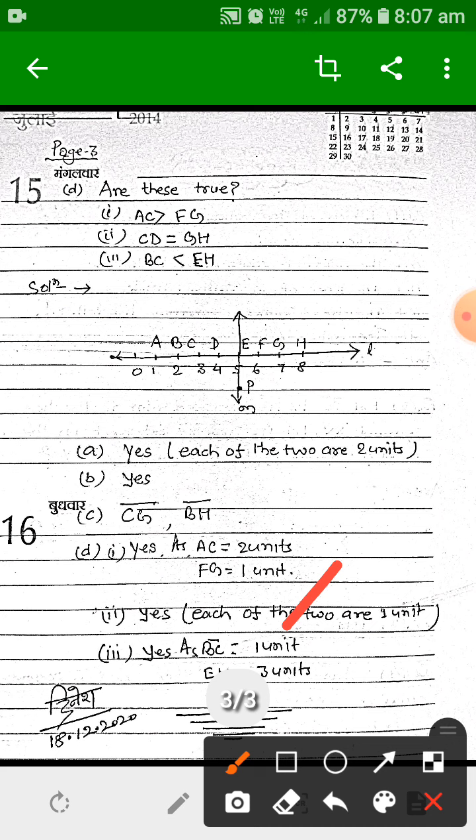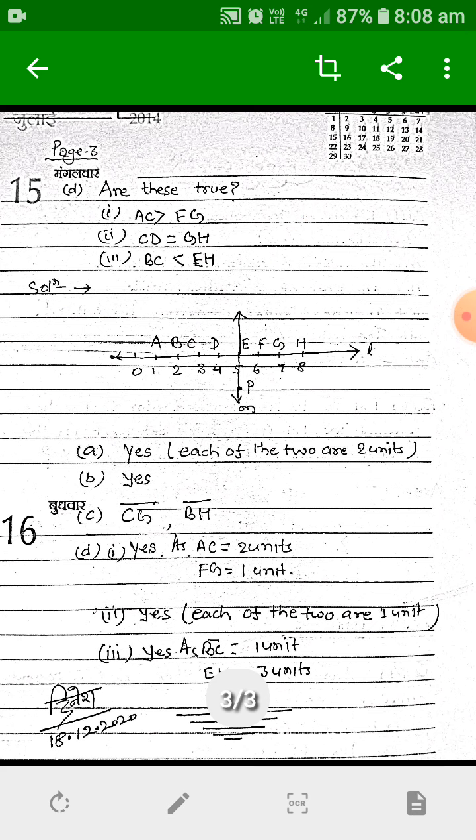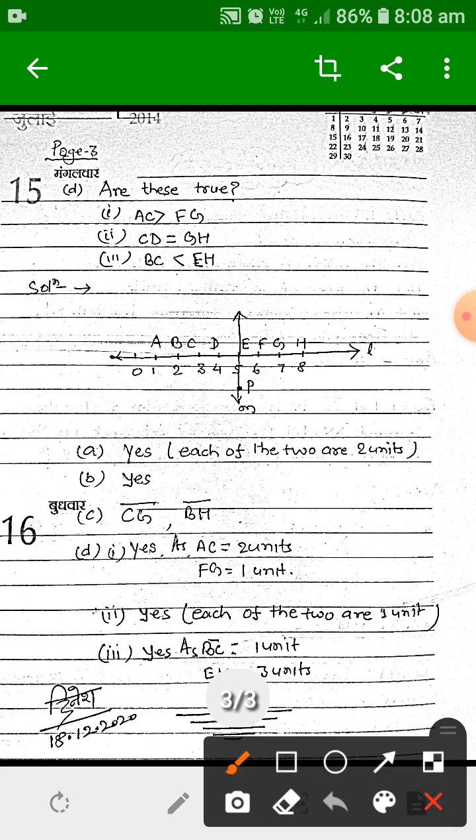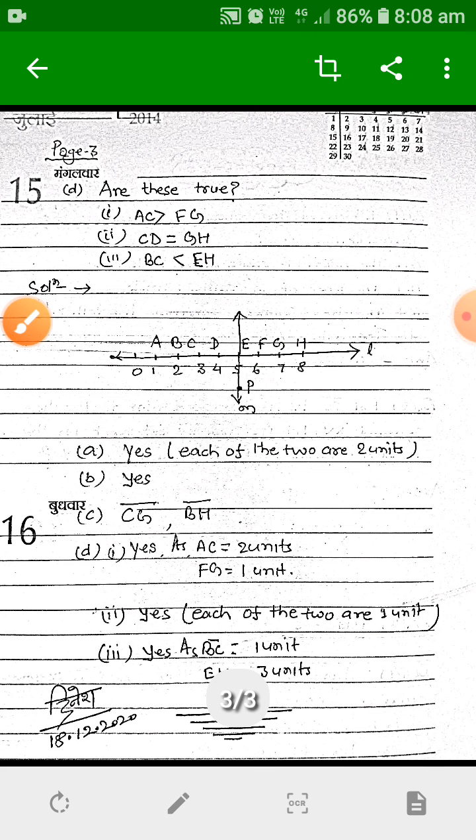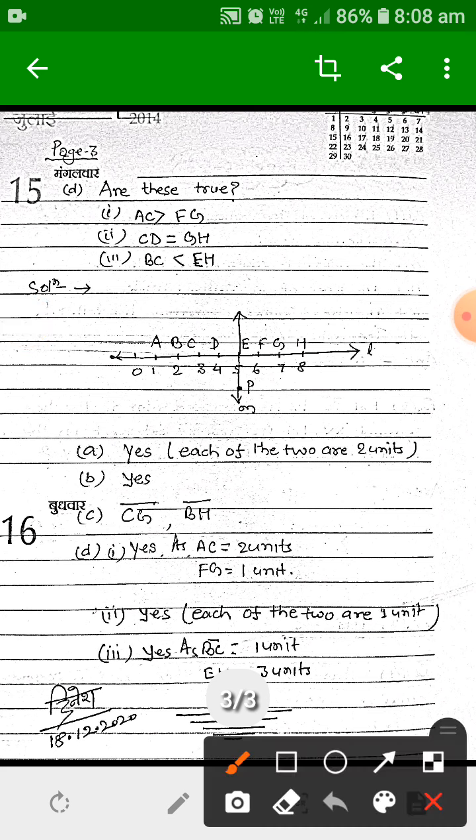Now third one is BC is less than EH. Look at the figure. Where is BC? BC is here. And where is EH? EH is here. Clearly BC is of 1 unit and EH is of 3 units. So it is true to say that BC is less than EH.